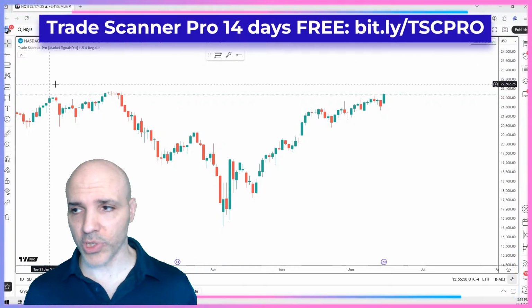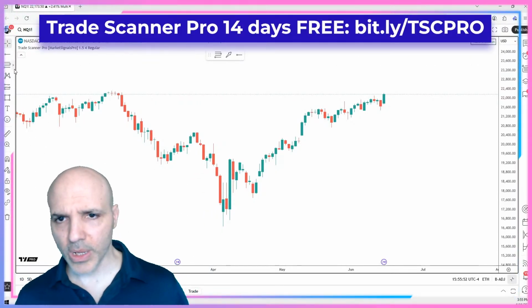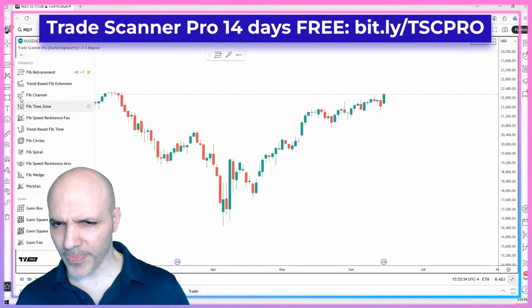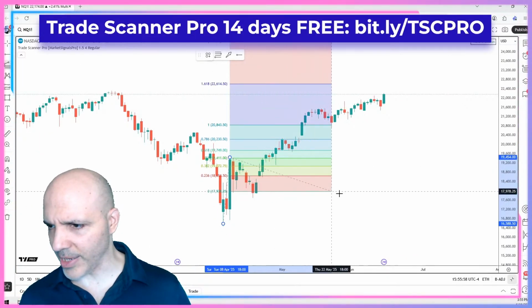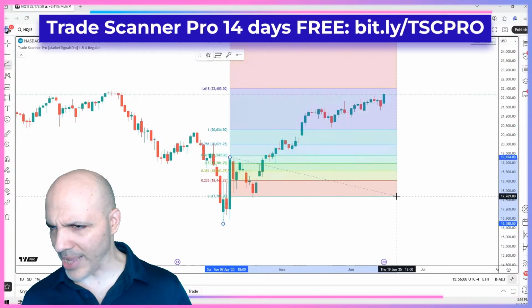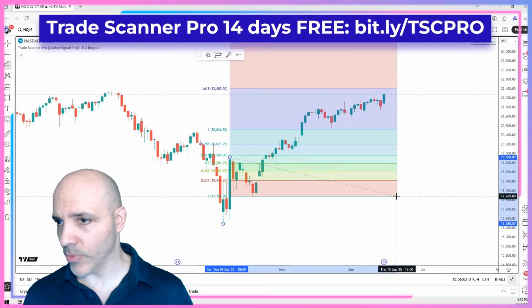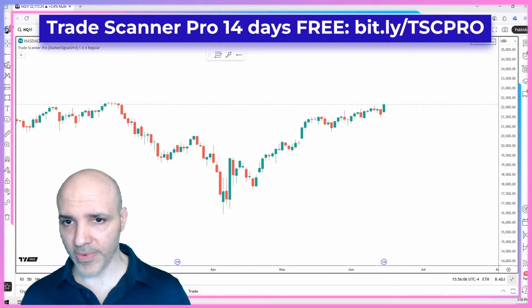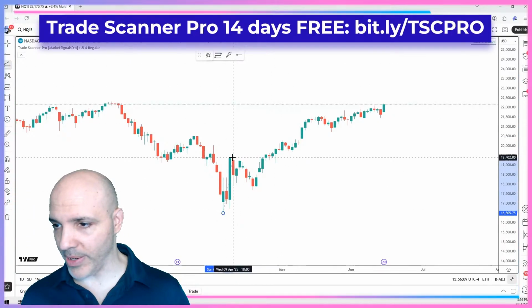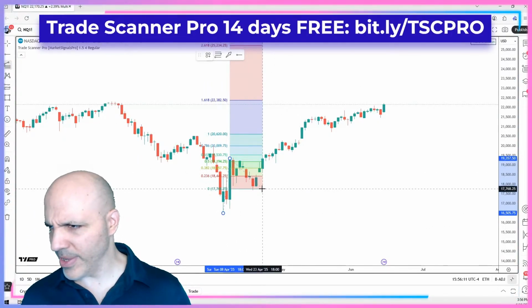Another thing you could do is extensions, right? You could do extensions and do something like this. This will kind of give you an idea too. Let's see where we're at. Look, we're almost at the 1618. We're just there. So the 2618 would be next, or somewhere around the halfway point in between there.